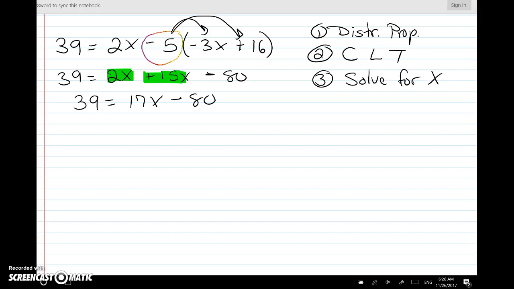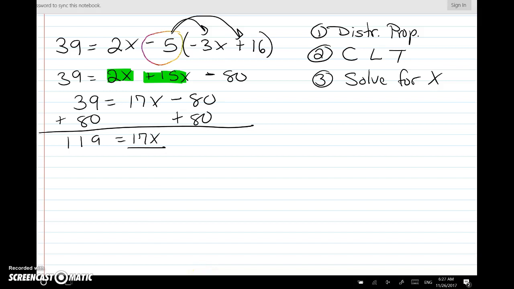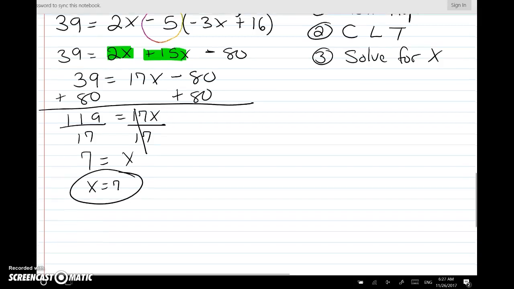And finally, I'm going to solve for x. Add 80 to both sides. I get 119 equals 17x. Divide both sides by 17. 17's cancel out. I get 7 equals x, and I flip it around to make it look pretty. X equals 7. Let's look at one more.